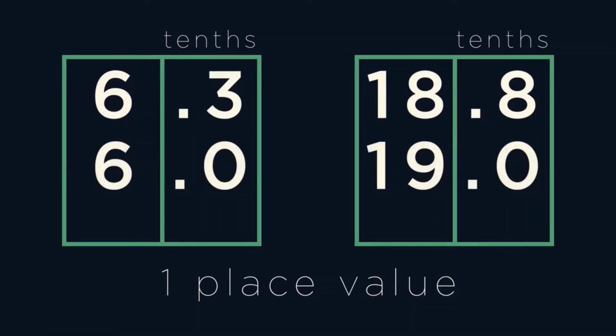If we look at 6.3, its lowest positional value is 3 in the tenths column, so we round it to just 6. For 18.8, the lowest positional value is 8 in the tenths column, so we would round up, giving us an approximation of 19.